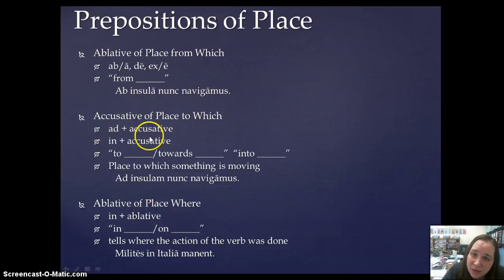When you have in plus the accusative, it translates as into. When you have in plus the ablative, it's in or on, showing you ablative of place where the action of the verb was done. So, for example, milites in Italia manent. The soldiers remain in Italy. Where? In Italy, okay?